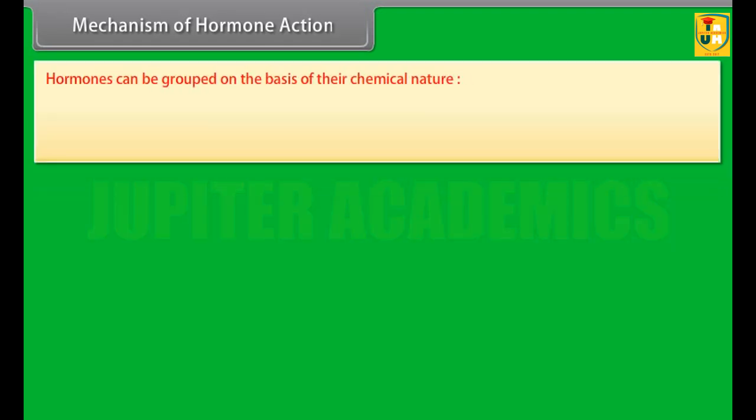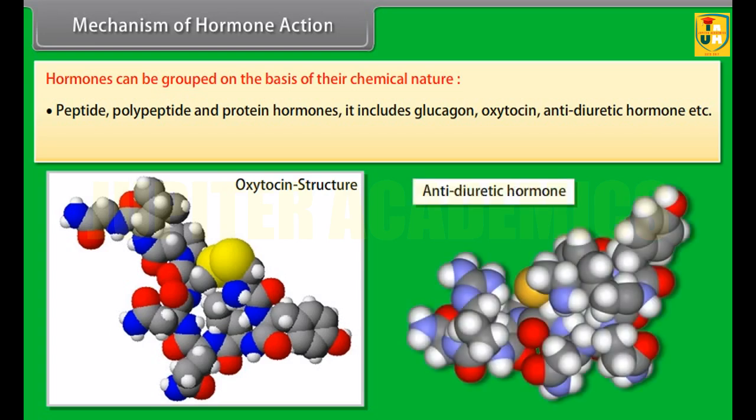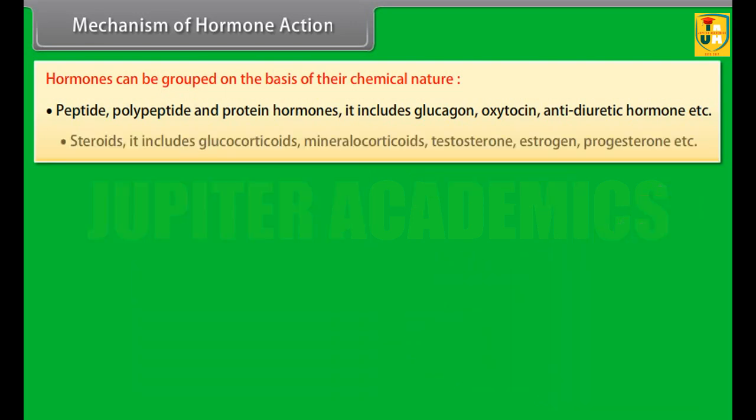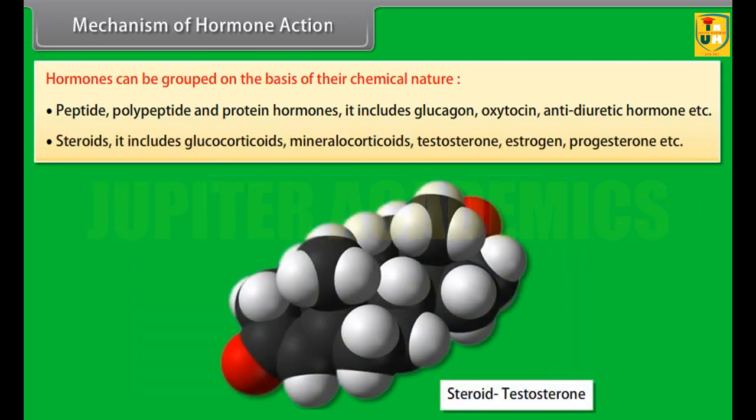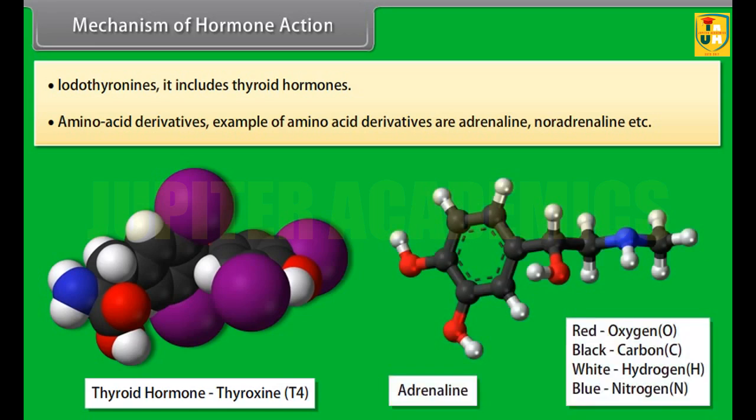Hormones can be grouped on the basis of their chemical nature: peptide, polypeptide, and protein hormones. It includes glucagon, oxytocin, anti-diuretic hormone, etc. Steroids. It includes glucocorticoids, mineralocorticoids, testosterone, estrogen, progesterone, etc. Iodothyronines. It includes thyroid hormones. Amino acid derivatives. Examples of amino acid derivatives are adrenaline, noradrenaline, etc.